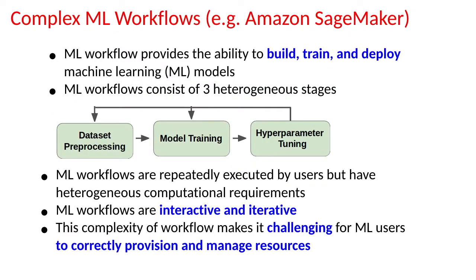Now the complex ML workflow for Amazon SageMaker. So ML workflow provides the ability to build, train, and deploy the machine learning models. That workflow consists of three heterogeneous stages: data preprocessing, model training, and hyperparameter tuning. For data preprocessing, we classify the data and then send it to the training, which helps in the ML workflow, and tuning the algorithm based on the parameter.